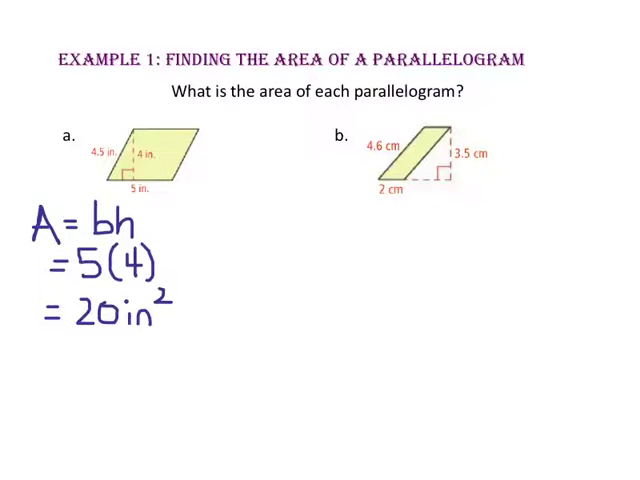For part B, the base and the height don't touch each other. However, the line that contains the base, you can see, is perpendicular to the height. So let's start with the formula area equals base times height. The base is only this part of the parallelogram, so 2 centimeters, and the height is the perpendicular corresponding side, so 3.5 centimeters. The area of the parallelogram in part B is 7 centimeters squared.